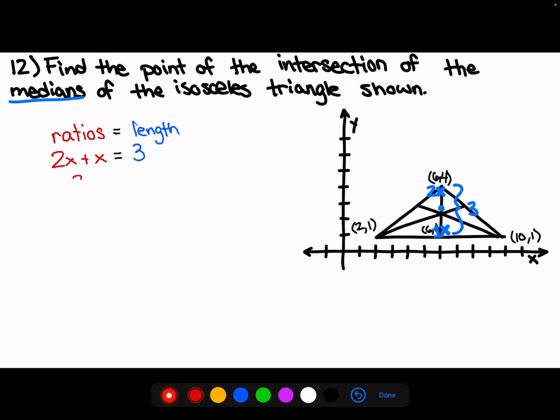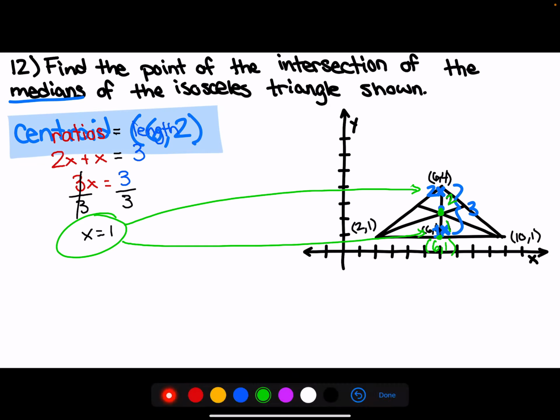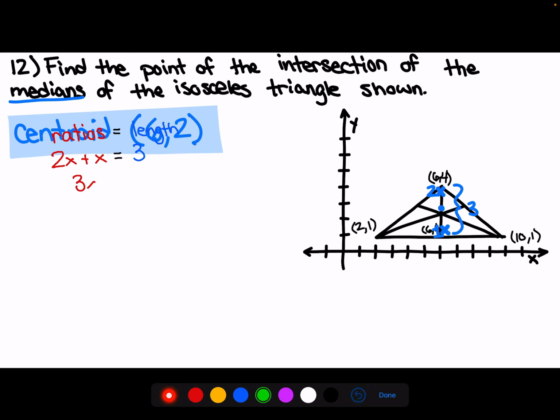From here, we just solve for x. 3x equals 3, and then dividing both sides by 3, we get x equals 1. Which means that this length is 1, and this length is 2, if I plug 1 back in. So if I plug 1 back in for each of these, we get length 1 and length 2. Therefore, the centroid is just up 1 from this midpoint down here. If the midpoint is 6, 1, that means our centroid is going to be at 6, 2. Let me get rid of all my markings so that we can see it easily. The centroid is at the point 6, 2.